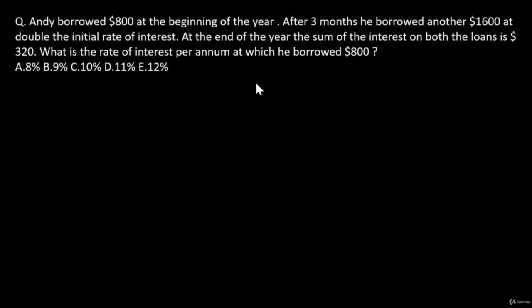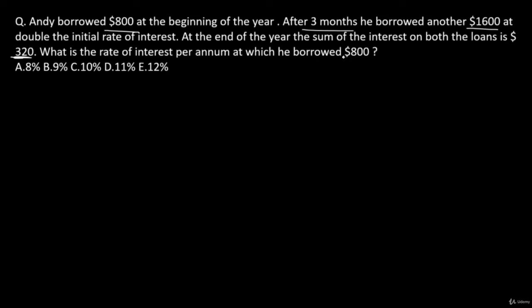Now what's the scenario over here? He borrowed $800 at the beginning of the year, and after 3 months he borrowed another $1,600 at double the initial rate of interest. So if he borrowed the initial $800 at R percentage per annum, he borrowed $1,600 at 2R percentage per annum. Now at the end, the total interest which he had to pay was $320. And we have to find out R.